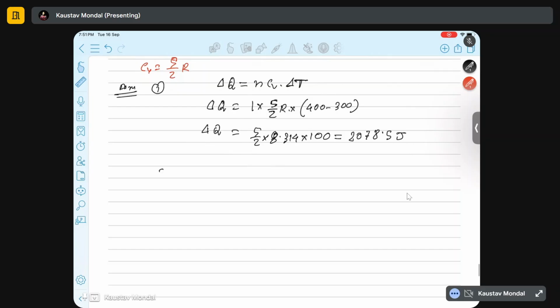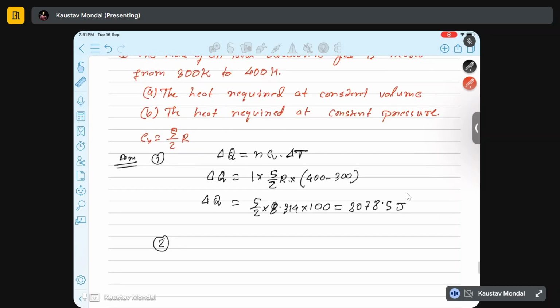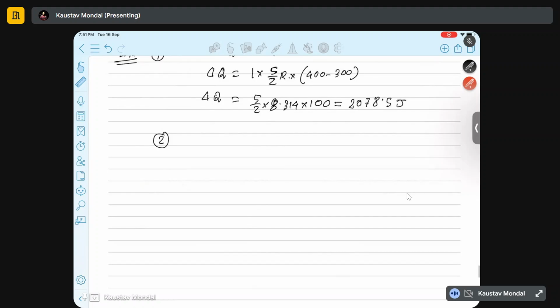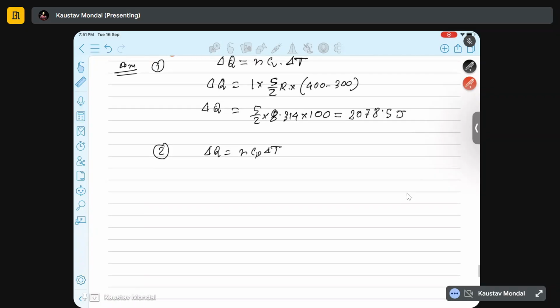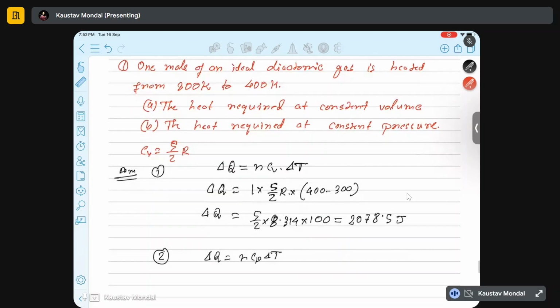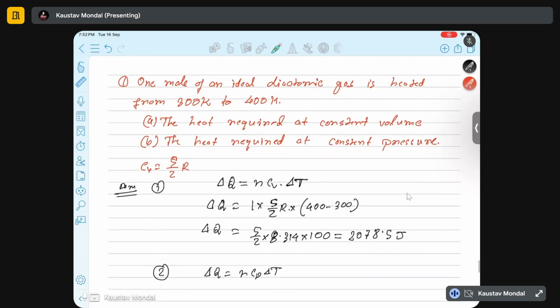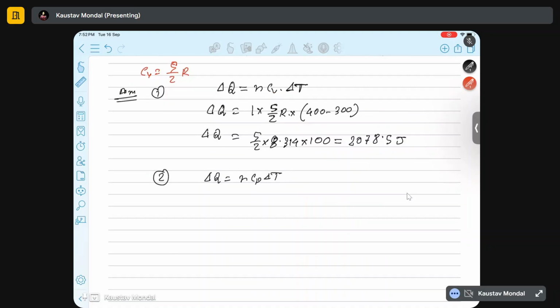It has been asked what is the heat required for the case of constant pressure. For constant pressure, delta Q is n Cp delta T. So how could you get Cp? In the question, it's mentioned that the gas is ideal, an ideal diatomic gas. So that means Cp minus Cv is equal to R.